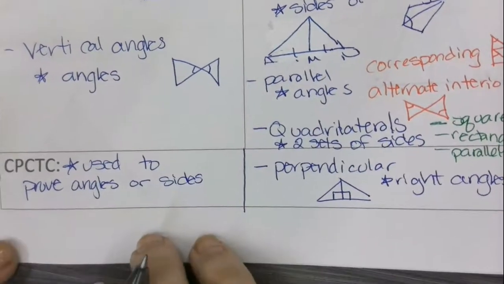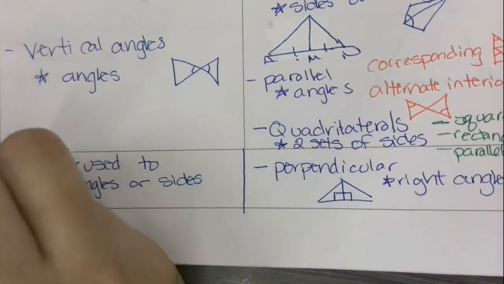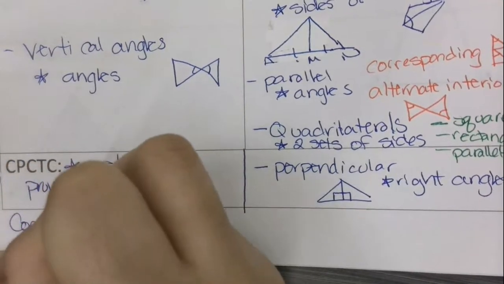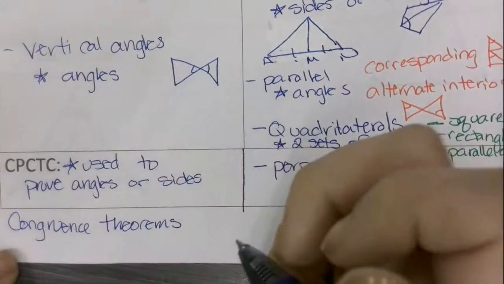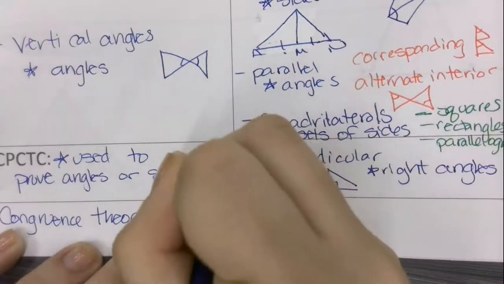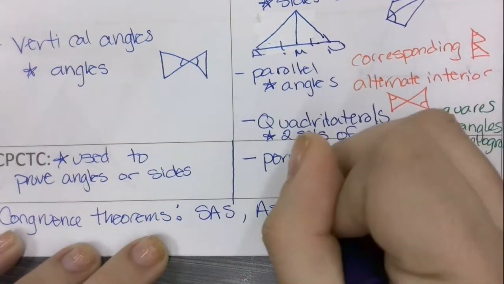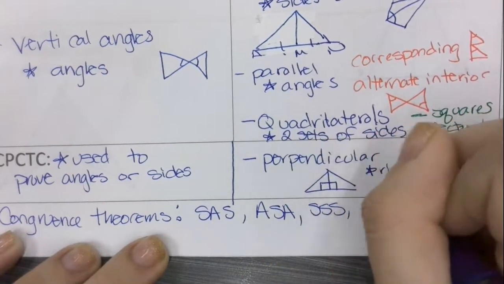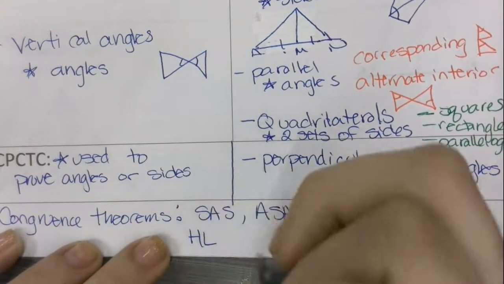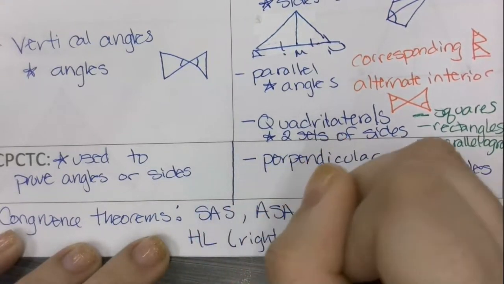Then we also have our triangle congruence theorems that we can use. These are when I know three things about the triangles, and I can use these to prove that the two triangles are congruent. So I have side angle side, angle side angle, side side side, angle angle side, and those are for normal triangles. And then the last one I can use is hypotenuse leg, and this is for right triangles.